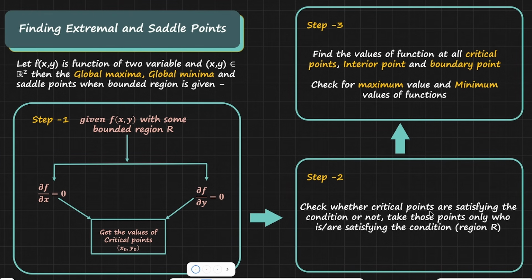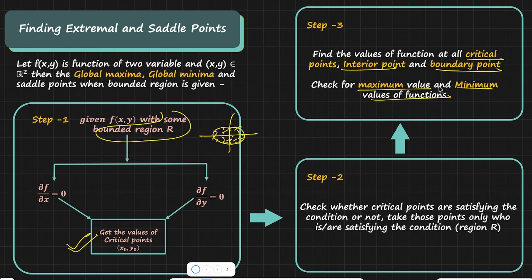Step number 3 is to find the value of the function at all critical points, interior points, and boundary points. All critical points which you got from here; interior points, if it is a bounded region, let's say a circle, then all inside points; boundary points means all these boundary points. Then check the maximum and minimum value of the function. You will get the maximum and minimum. We'll solve problems for both cases.